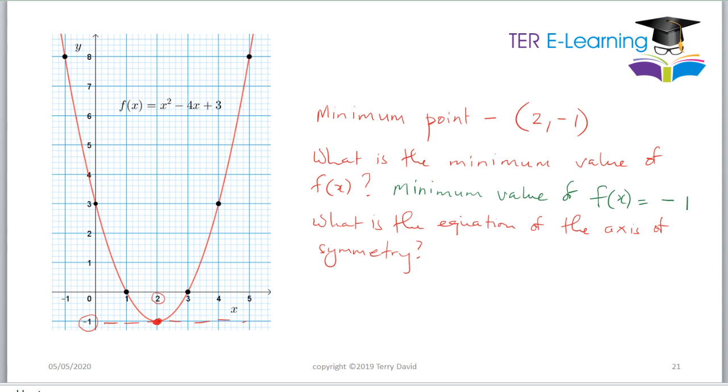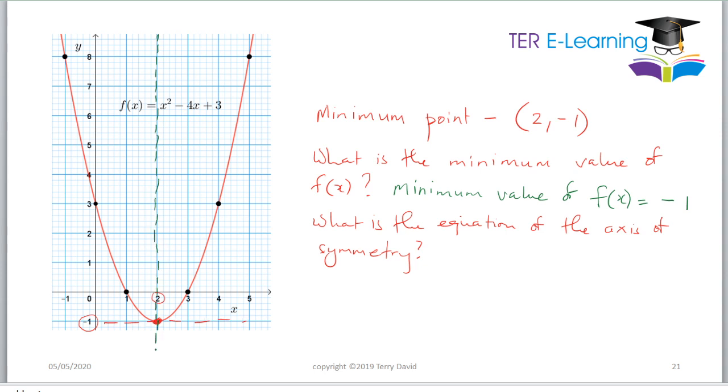Alright, so I'm seeing some answers. X equal 2. So what is the equation for the axis of symmetry? So my axis of symmetry, look at something here. This line here that I'm drawing, the dashed green line, this line represents my axis of symmetry.